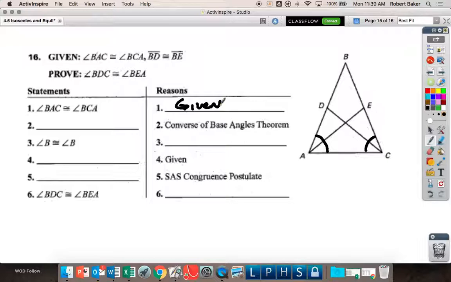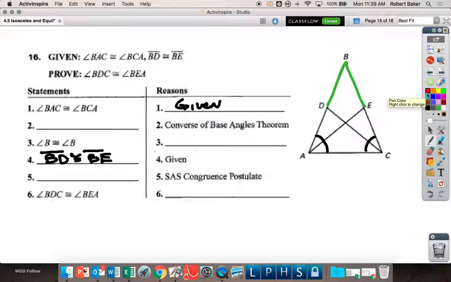It says the converse of the base angles theorem. Oh, we should fill in for the. Yeah, let's go ahead and do that. That's where I was going. What else is given? Side BD is congruent to side BD. I'm going to do this a little different, and hopefully you'll see why here later. BD is congruent to BE.